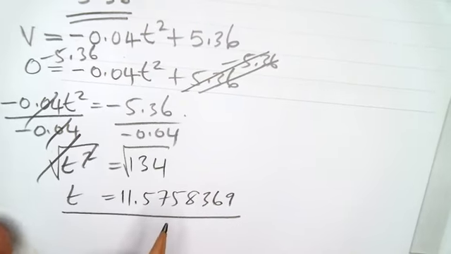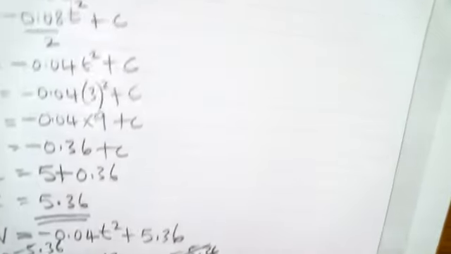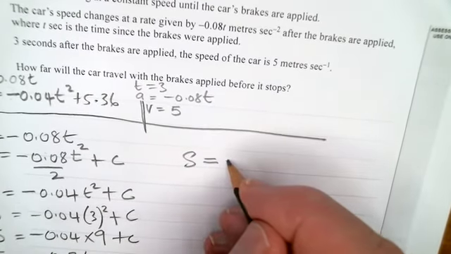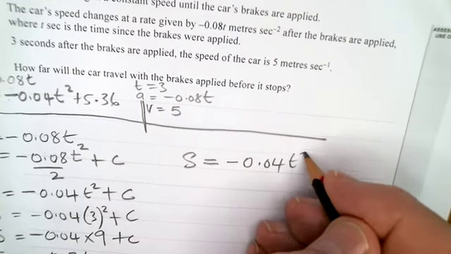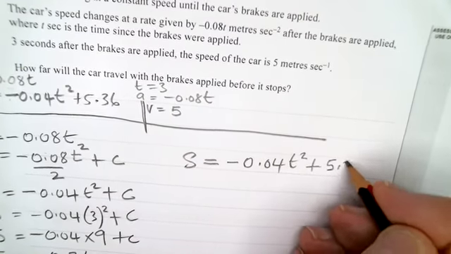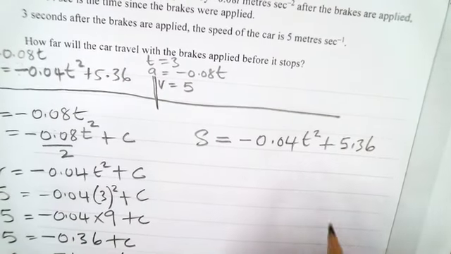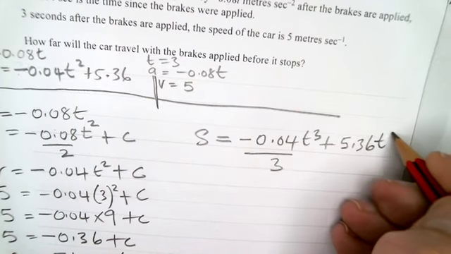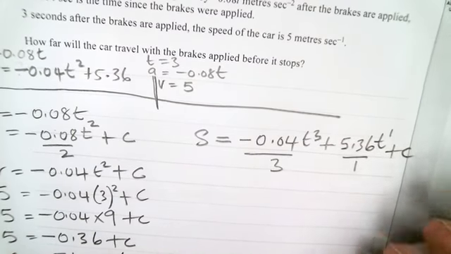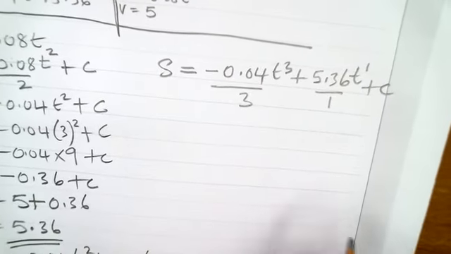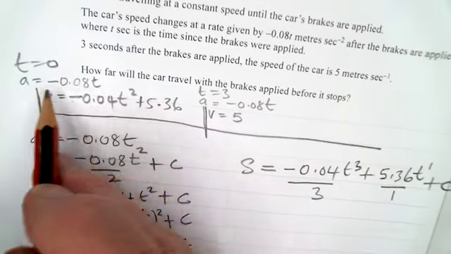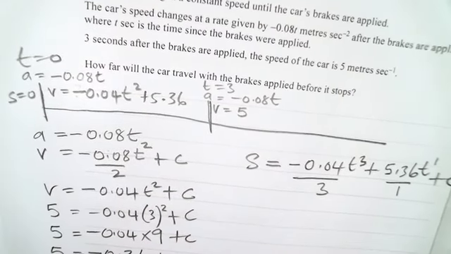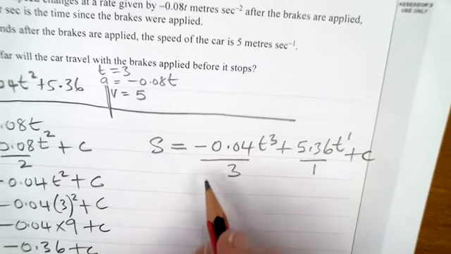So having found that, we can now create an equation for s. So s is equal to, now I've got my velocity equation, which is negative 0.04t squared plus 5.36. I'm going to integrate this, or anti-differentiate: increase this power by 1, divide by the new power, increase this by 1 and divide by the new power, and throw in a plus c. Well, in this case, s must be 0 at the start. It hasn't moved, essentially, as far as we're concerned at least.